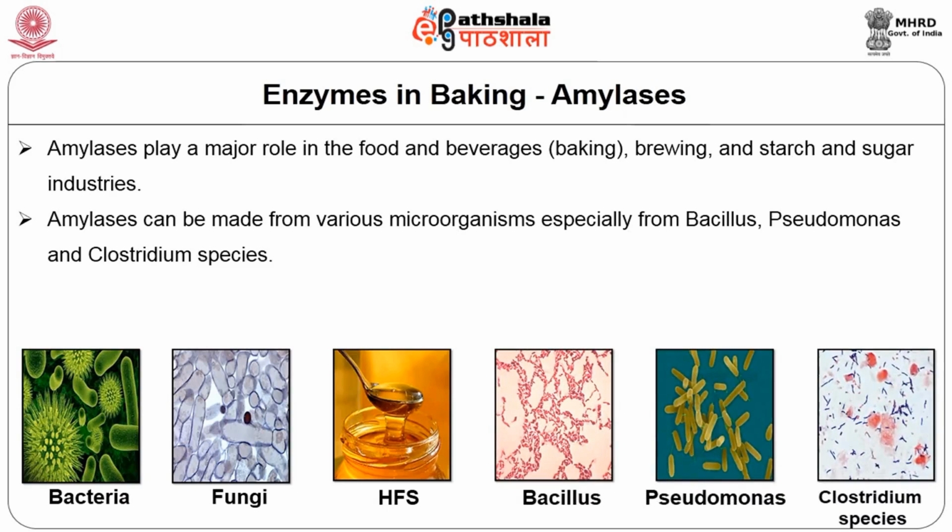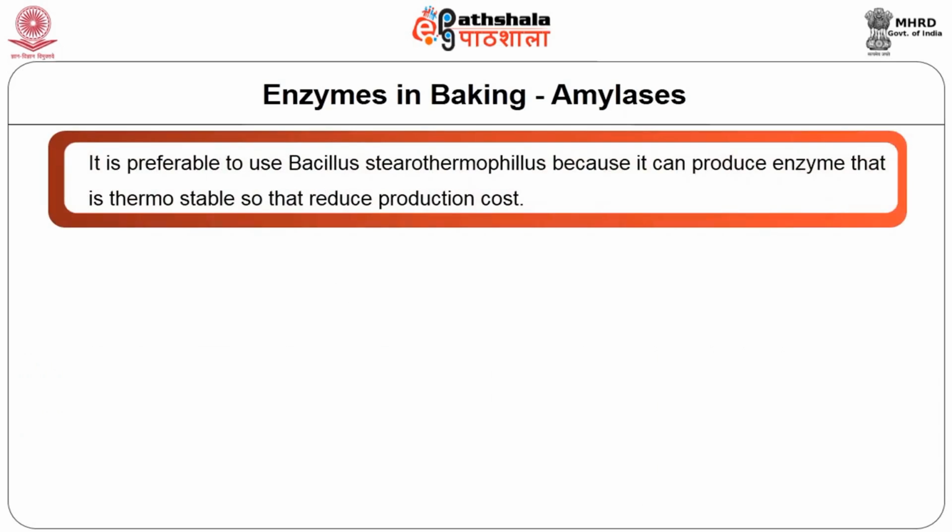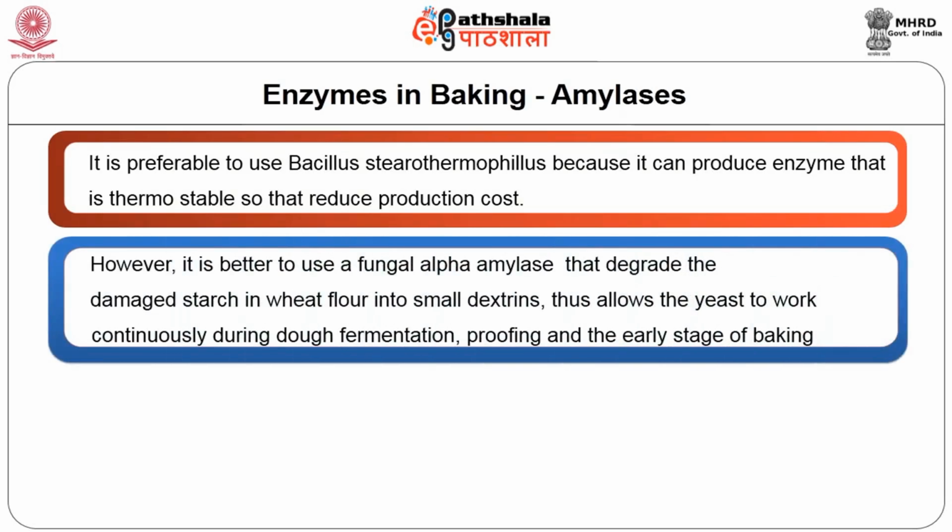Pseudomonas and Clostridium species. Potential bacteria that are recently used to produce amylases on an industrial scale are Bacillus licheniformis and Bacillus stearothermophilus. It is preferable to use Bacillus stearothermophilus because it can produce an enzyme that is thermostable, so that it can reduce production cost. However, it is better to use a fungal alpha amylase.